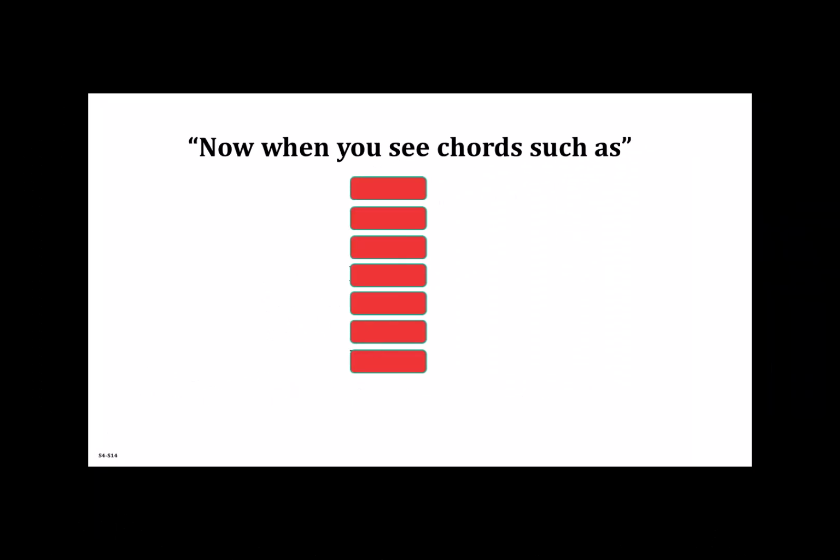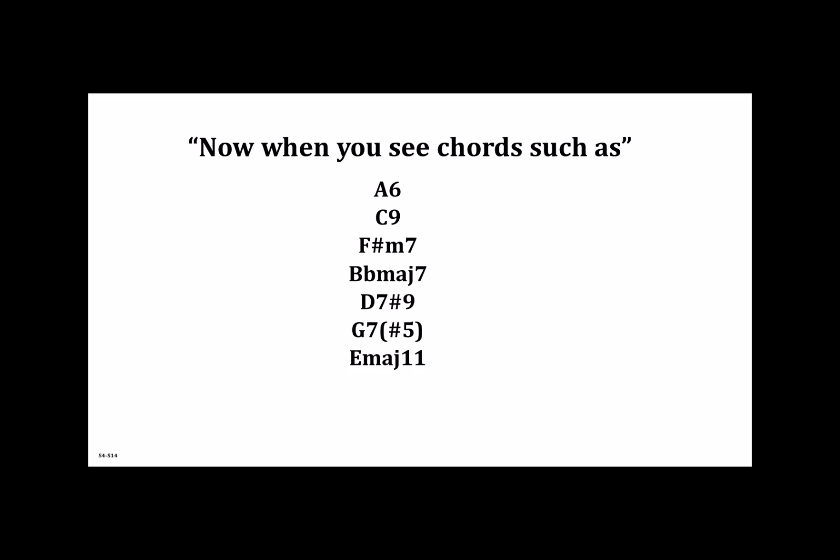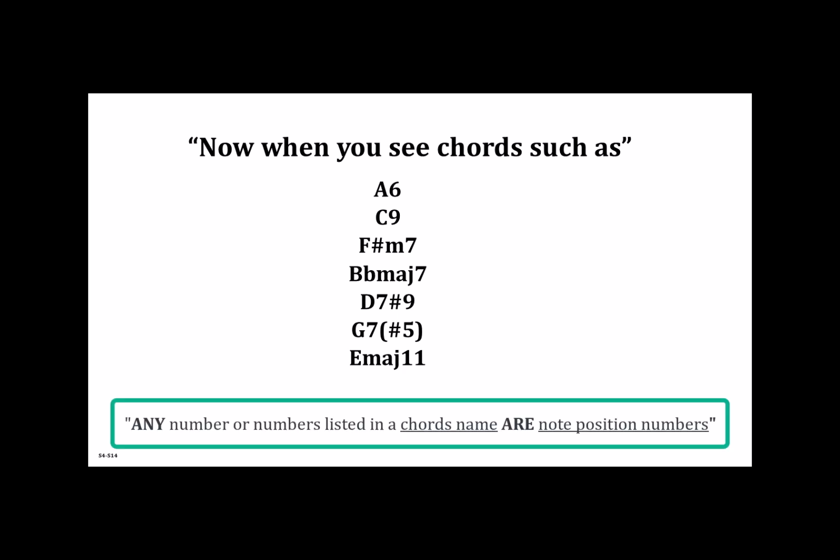So now when you see chords containing numbers such as A6, C ninth chord, F sharp minor 7th chord, B flat major 7th chord, D 7th sharp 9, G 7 sharp 5, or an E major 11th chord, you need to know instantly that any of those numbers listed there as part of a chord name are note position numbers. That's the point I'm trying to make here. They're not some other kind of numbers that are bopping around or changing on you. Those are note position numbers.